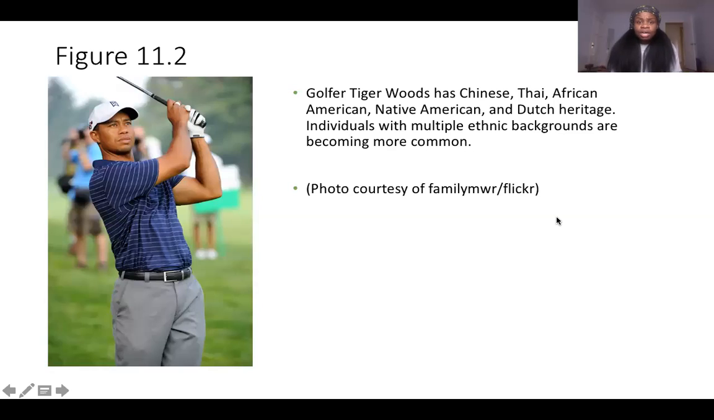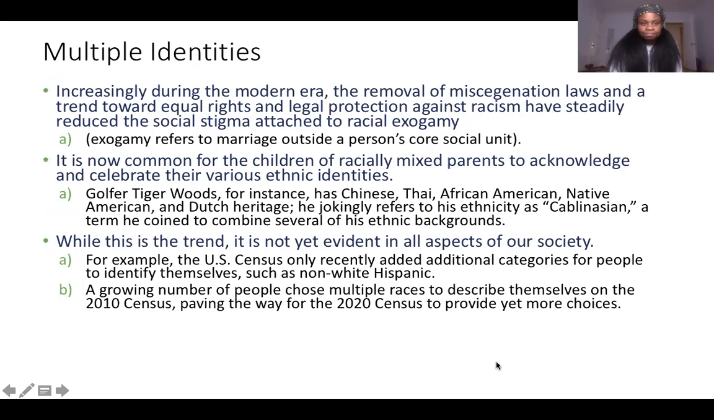Here's a figure of Tiger Woods. So a golfer, Tiger Woods, has Chinese, Thai, African American, Native American, and Dutch heritage. Individuals with multiple ethnic backgrounds are becoming more and more common. Why do you think that is? Your chapter then goes on to discuss multiple identities.